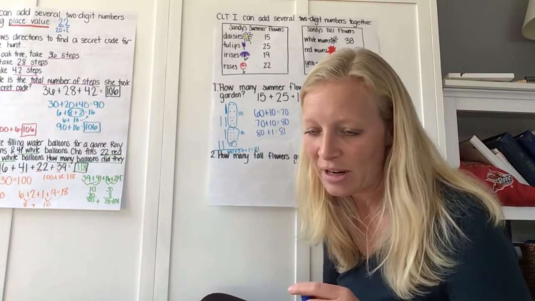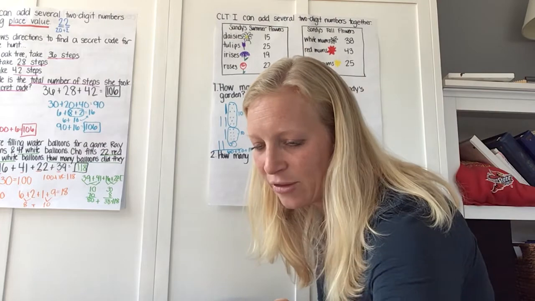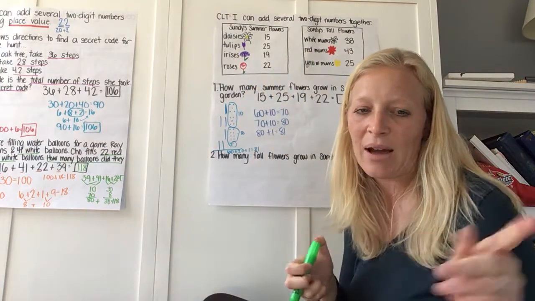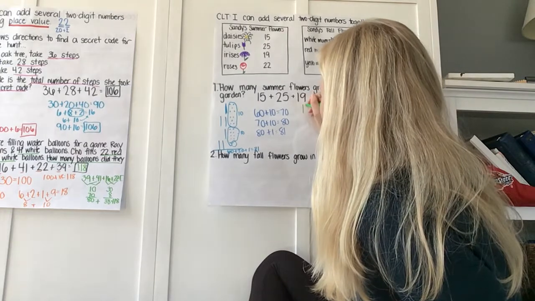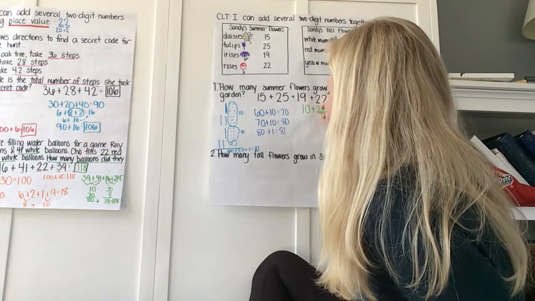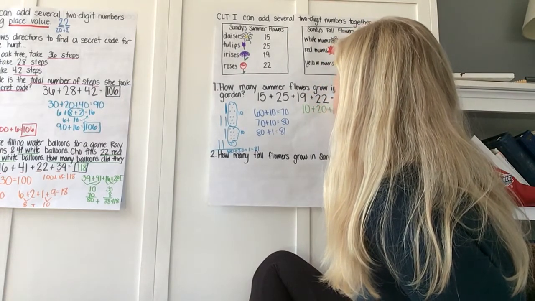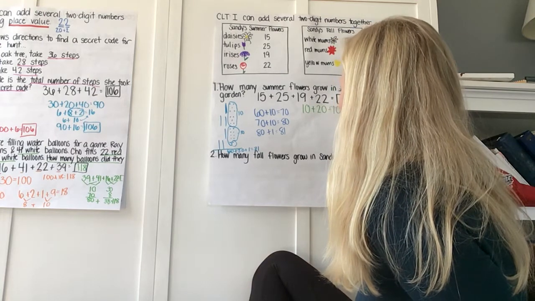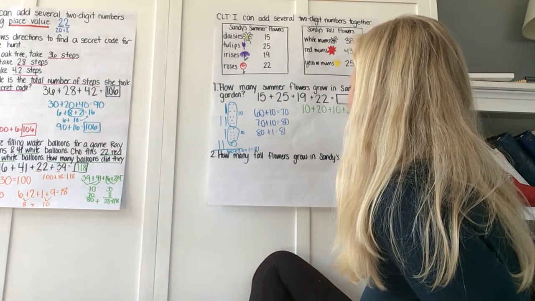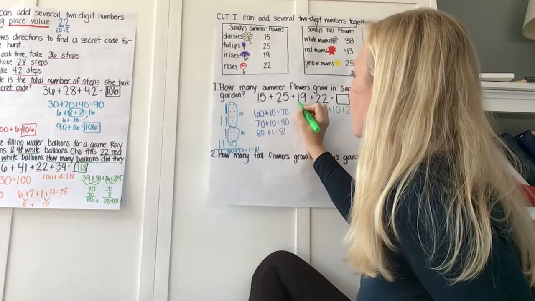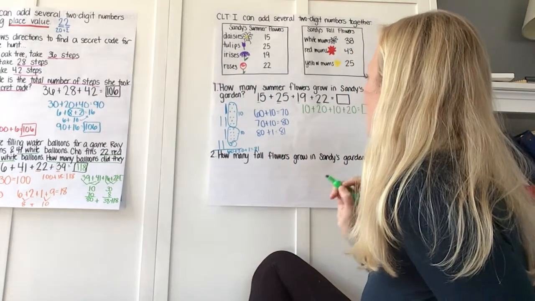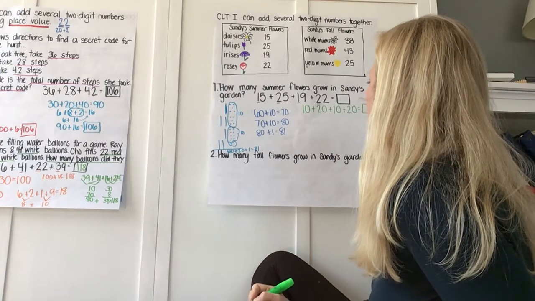But that's not what everybody did. Some of us did something a little different. So talk to me about your 10s and your 1s. So you had a 10 and 20 and 10 and 20. Where do those numbers come from? 15, 25, 19, 22. Okay, and what did you find with that?